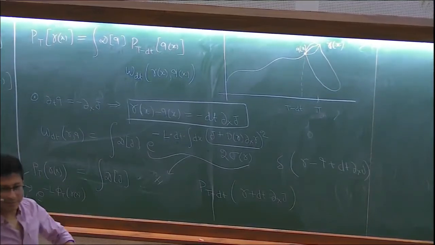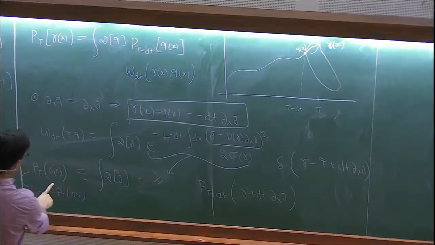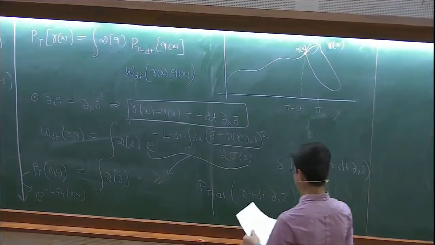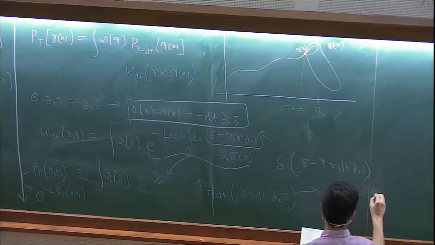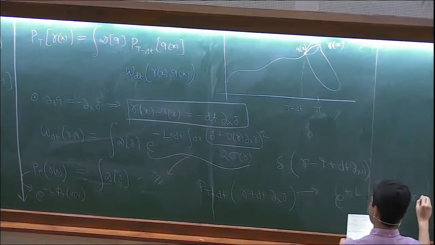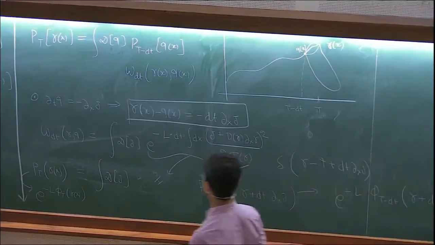So now everything is in small variables. So I'm already in the coarse grain variables. Everything is coarse grain variable. So this part has this large diffusion form. This part, well, of course, the P of t would be e to the power minus L phi of t minus dt, r plus dt. This is the form I'm expecting.